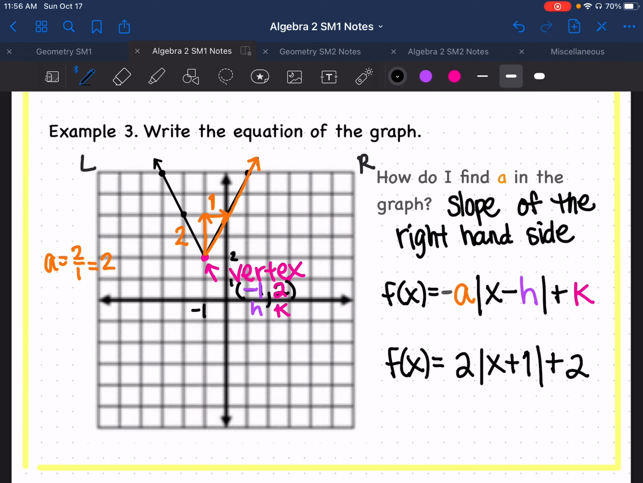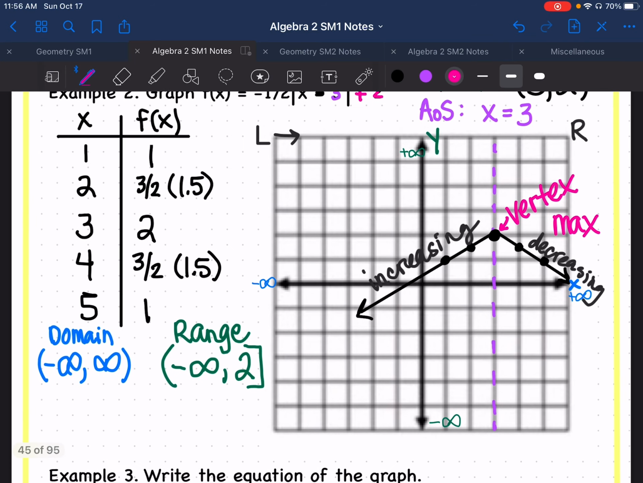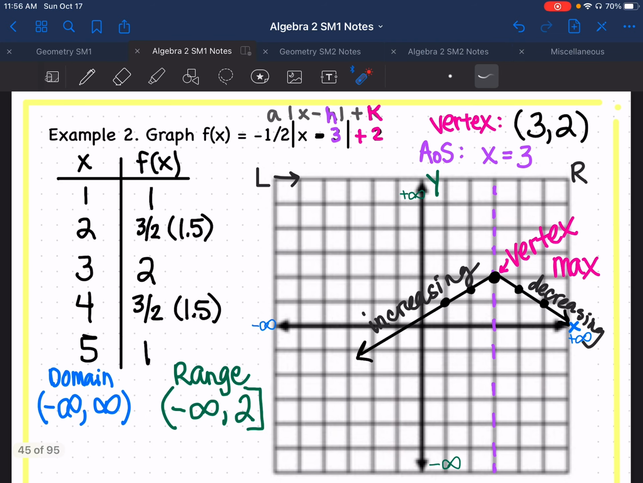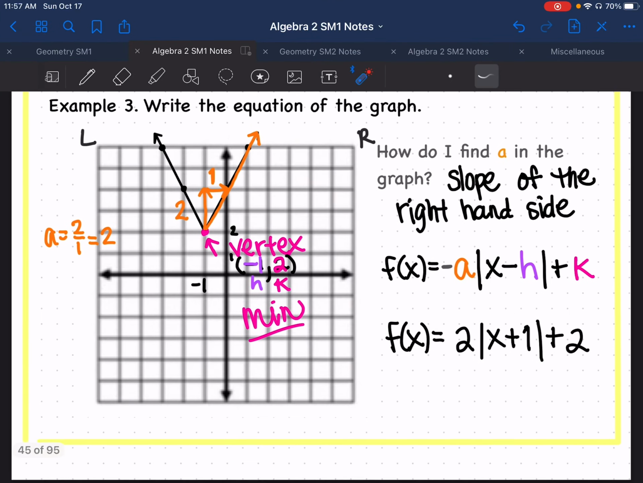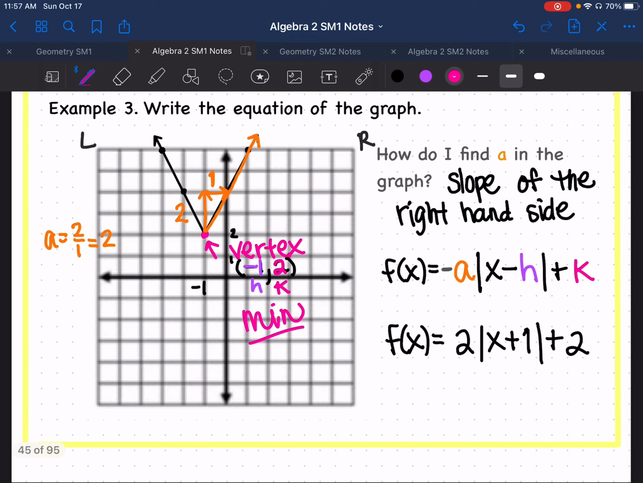How do I decide if it's negative? What's my vertex? Is my vertex a max or is my vertex a min? Well, this vertex is a minimum, right? That means A is positive. If we go back and look, what makes a maximum? A is negative, and then I have a max. Oops, I got too. So there we go. We're done. There's the equation of our graph right here.